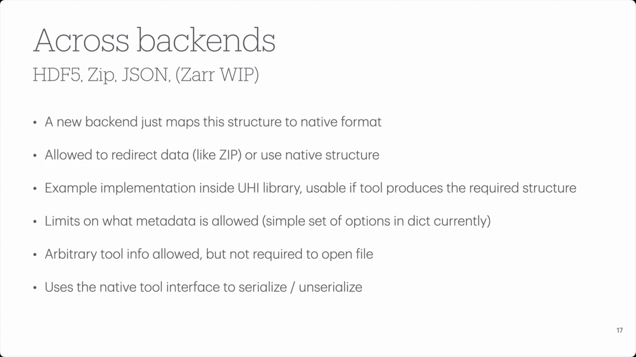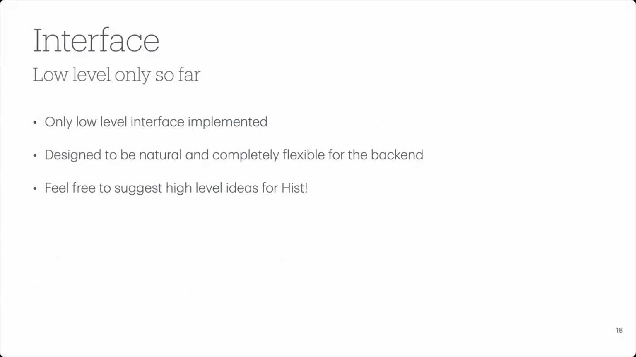And then you use the native tool interface to serialize and unserialize. And that's important. That's actually the only thing we provide right now, this low-level interface. It's designed to look like whatever the backend expects. So, for example, you'll see examples of each of these backends, but it is meant to be as flexible as possible. We are open to suggestions for high-level ideas for hist. So if you want like a simple method or something in hist, we could add that. But this is the most flexible because it allows you to control things like the zip compression or where you put it in the file and things like that.